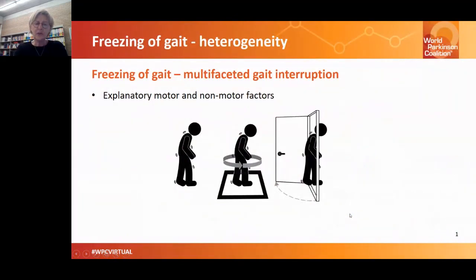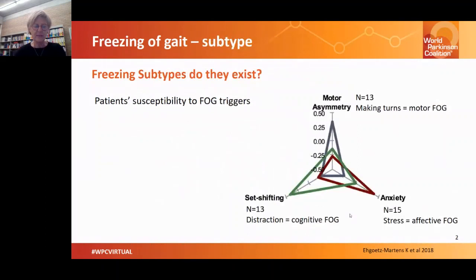Now, Dr. Nonnekes already showed that freezing of gait is a multifaceted gait interruption. And what I will do in this talk is go deeper into some of these motor and non-motor factors that are associated with freezing of gait.